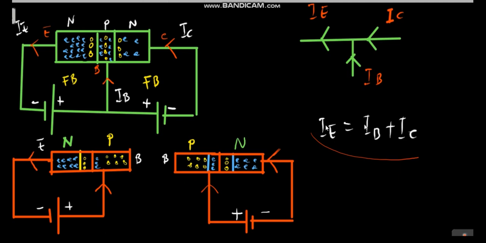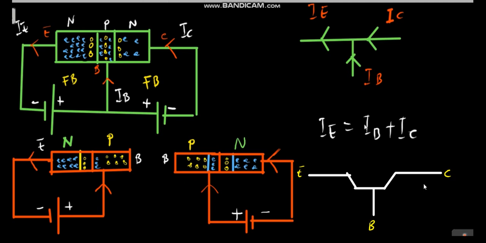Now that we know the relation between the emitter current, base current, and collector current, let's look at the relation between the voltages also. For the voltage, I'm going to draw a simplified circuit of what we have here. So I'm going to redraw my circuit this way, something like this. I'm going to name this side the emitter. This will be the base, and this will be the collector.